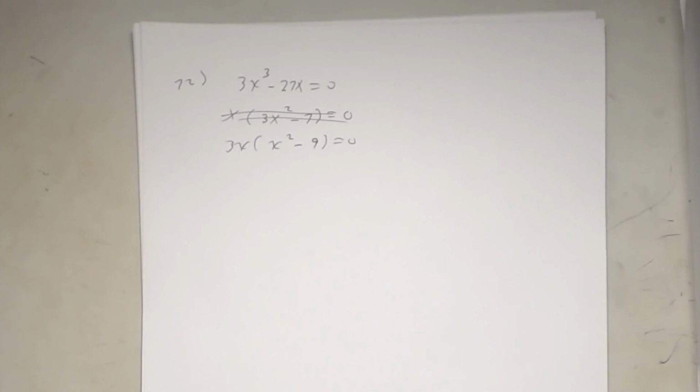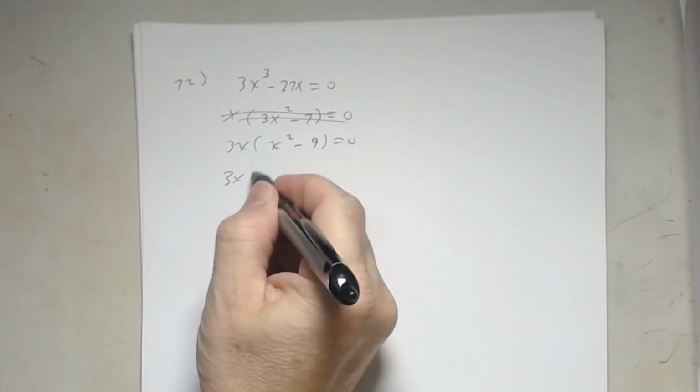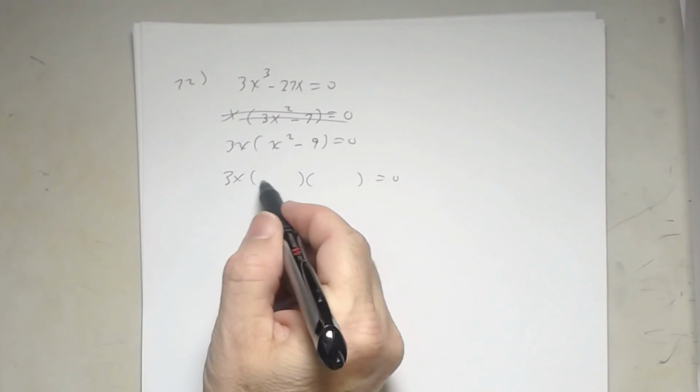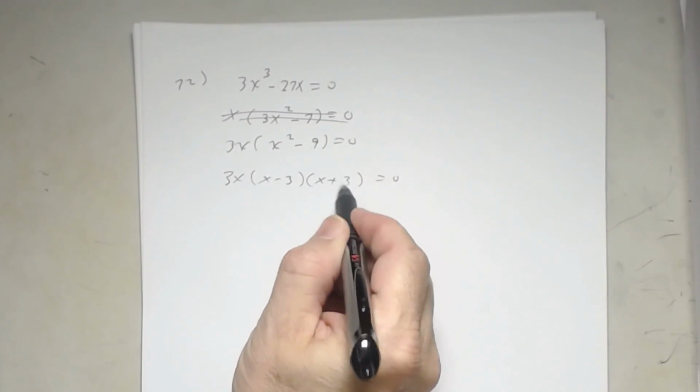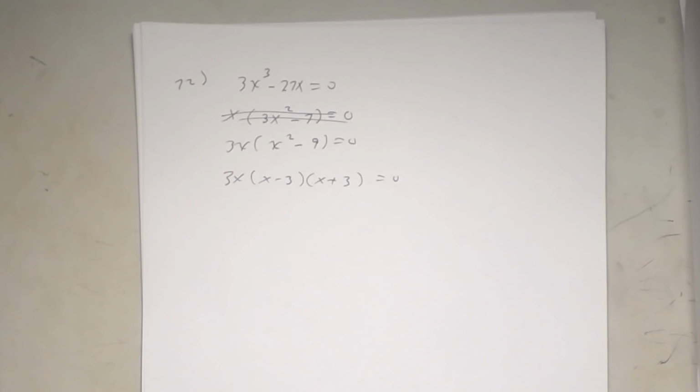Okay, what else can you do? Difference of squares, this one. So that's 3x times what two binomials? X minus 3, x plus 3. There you go. Now, how many factors do you see here? 3, but there are really 4. 3 is one, x is the other, x minus 3, and x plus 3.